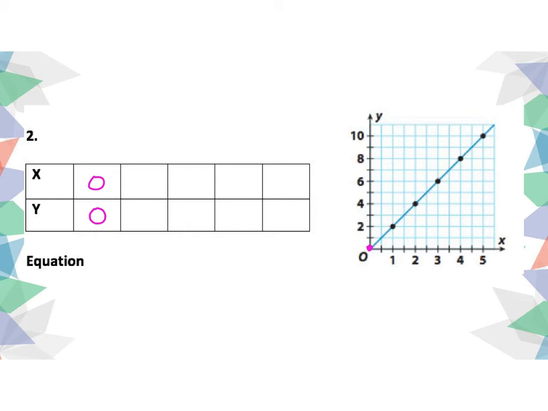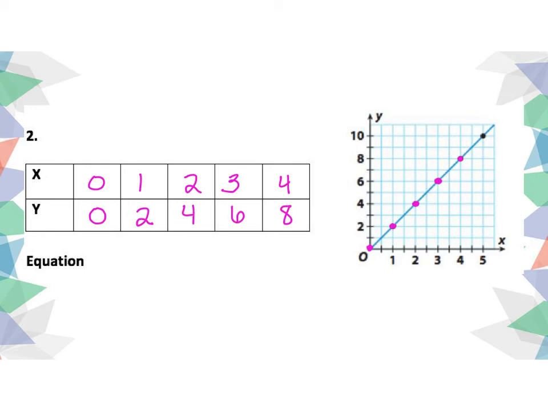Then I notice that there is a point when x equals 1 and y equals 2. There's also a point when x equals 2 and y equals 4. There's a point where x equals 3 and y equals 6. And there's also a point where x equals 4 and y equals 8.